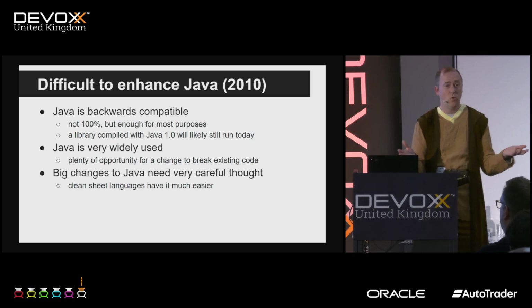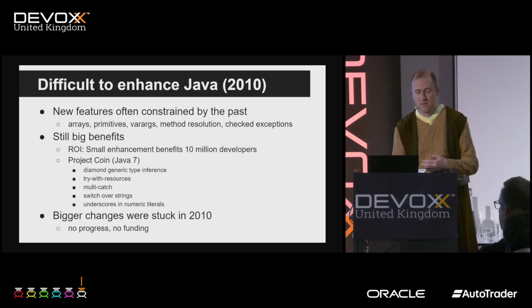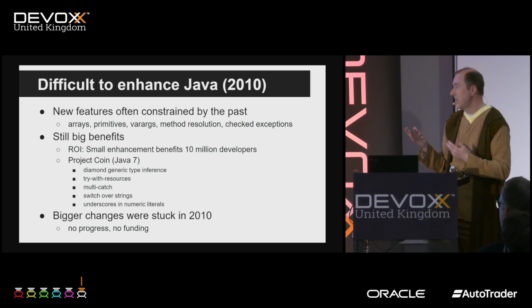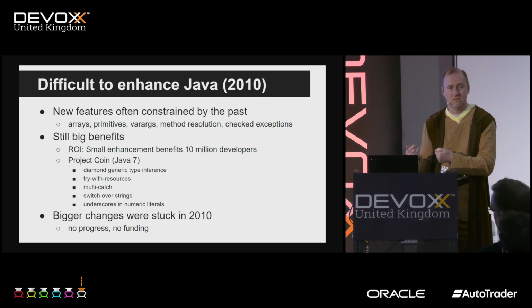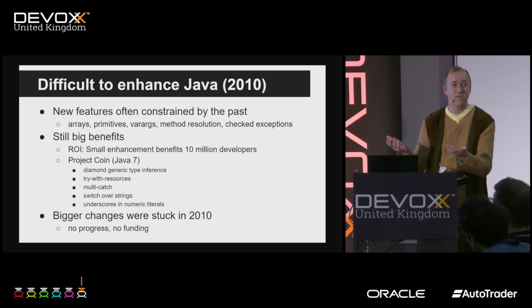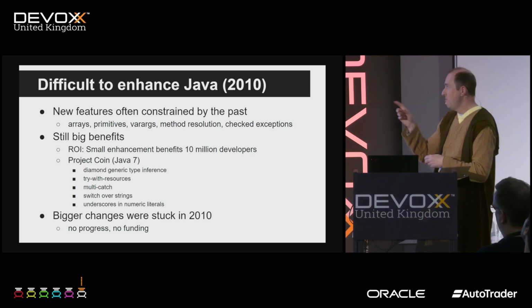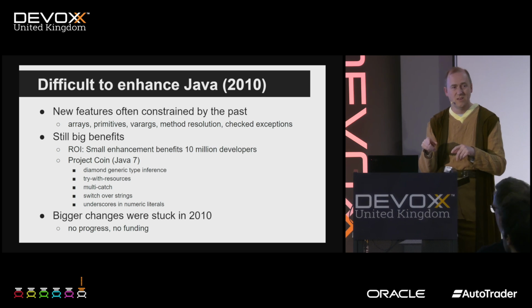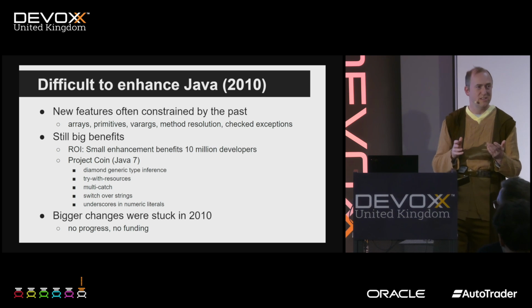So the theory was, if you have a clean sheet language, it should be much easier to change. In particular, those five features, arrays, primitives, varargs, method resolution, and checked exceptions, are ones that did influence or restrict the ability to change. Like, for example, in lambdas, which we eventually got, checked exceptions was a problem. In the end, the solution was to just ignore them. Right? So primitives have been a problem, like with the functional interfaces we have, Function and Predicate and Consumer. The solution was to make some primitive sub-interfaces of those. Not a great solution.